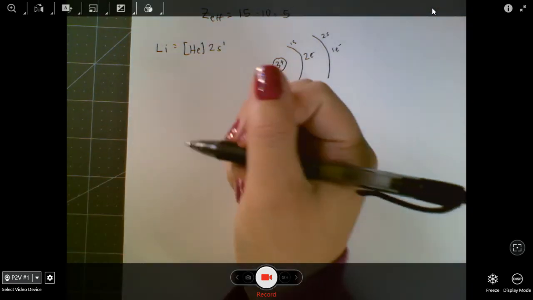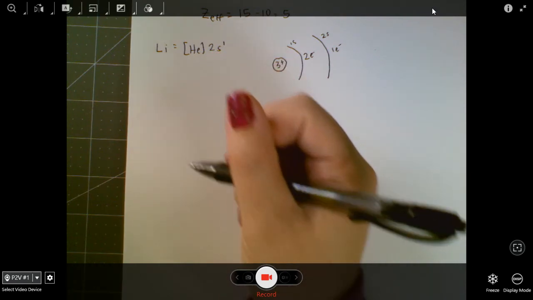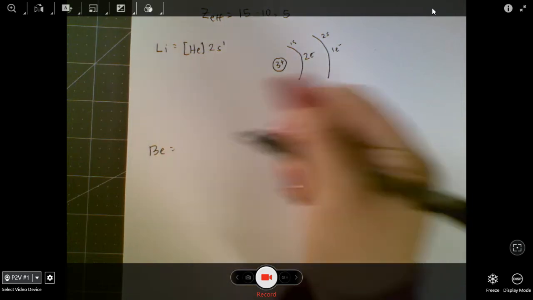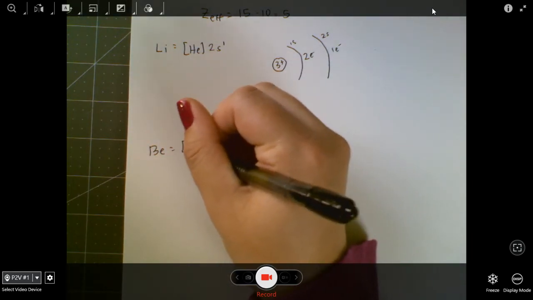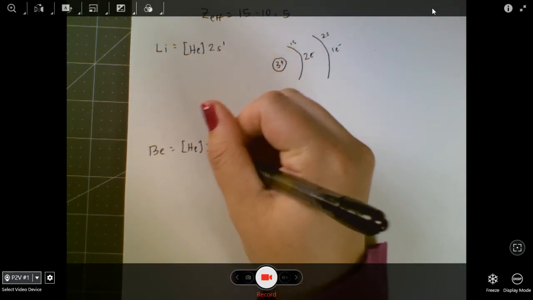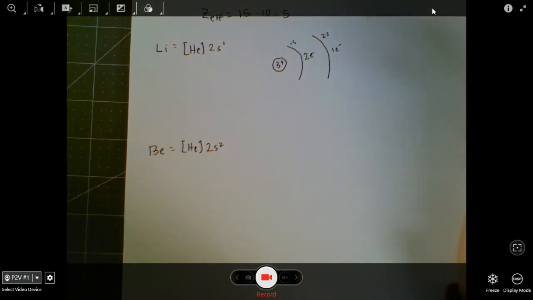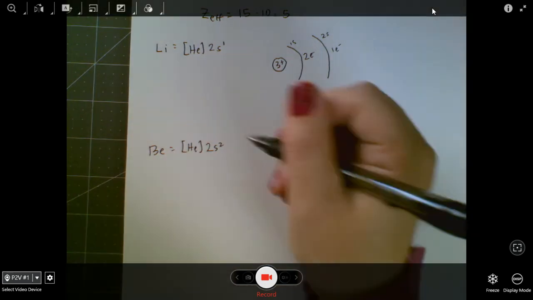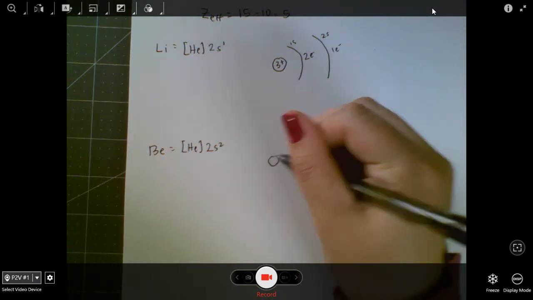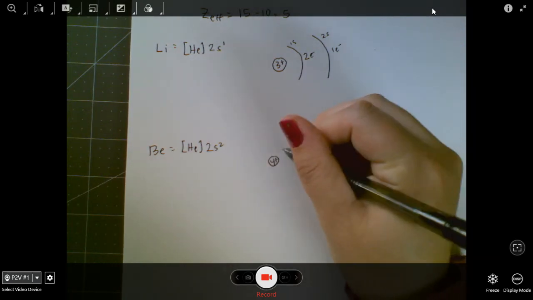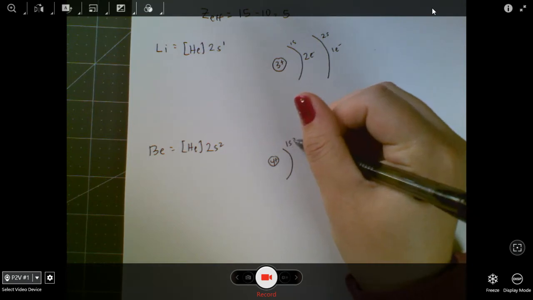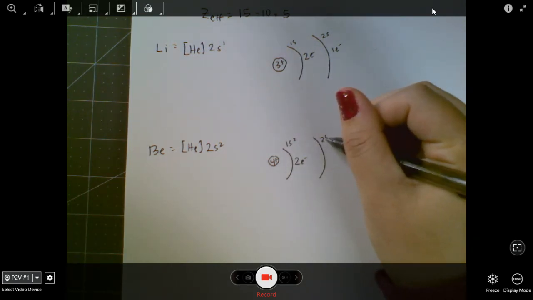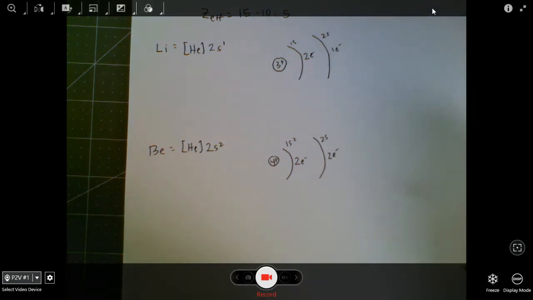Okay? If we think about beryllium, beryllium's electron configuration is helium, and then it's 2s2. So it's not that different because they're just neighbors on the periodic table. They're only different by 1 electron. So beryllium has 4 protons in its nucleus, and then its 1s shell also has 2 electrons, and its 2s shell has 2 electrons in it as well.